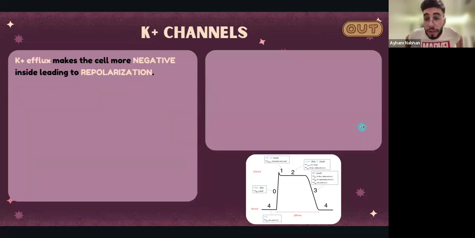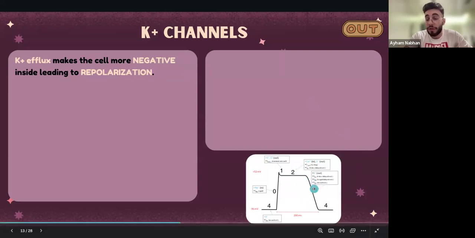Okay, now let's go to the other channels. It's an easy idea, the potassium channels. We just have three types of potassium channels. Potassium is going outside, so it is an efflux. As you can see here, potassium efflux makes the cell more negative. Why? Because we're losing positive charges from the inside of the cell. That would make it more negative from the inside, and this would be indicated over here as the repolarization phase, or phase 3.